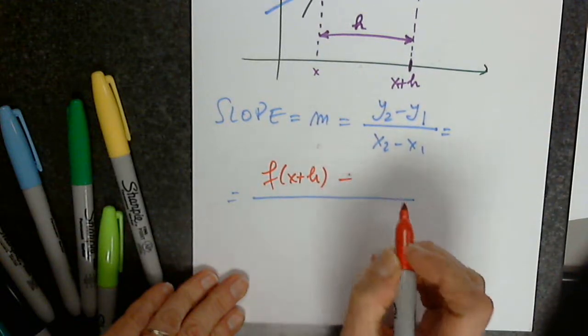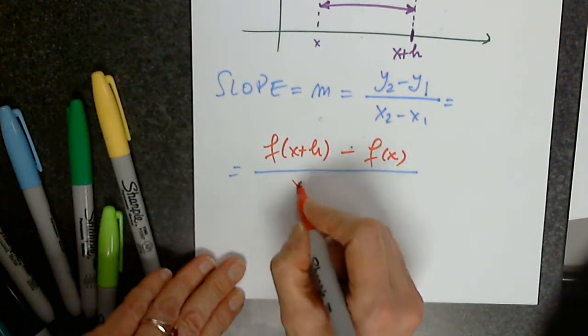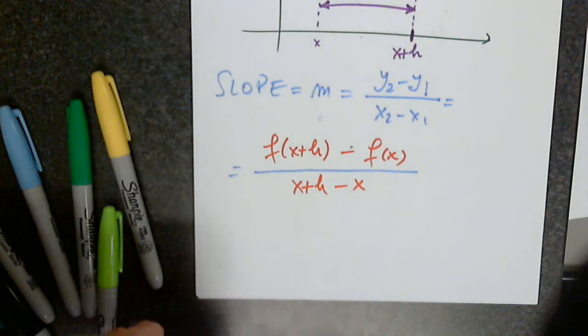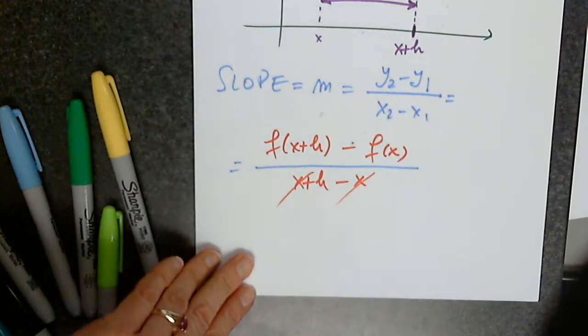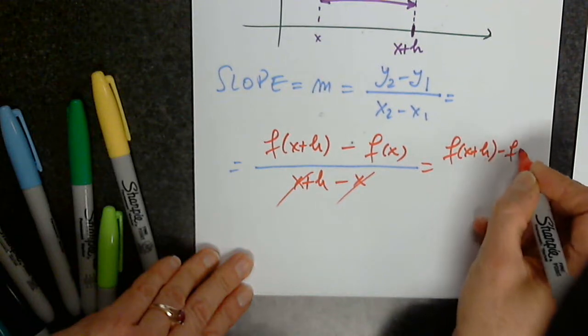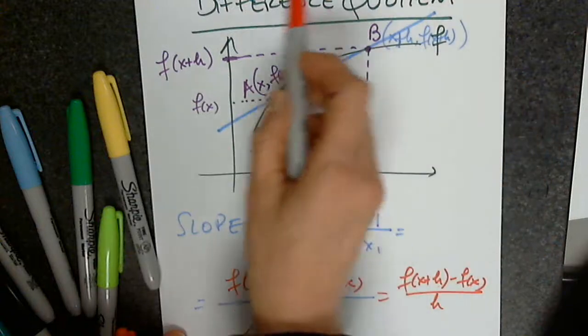Yes, f of x plus h minus f of x, awesome, over h, of course. Of course, we are going to simplify these two. And then the simplified form of f of x plus h minus f of x divided by h. This is this.